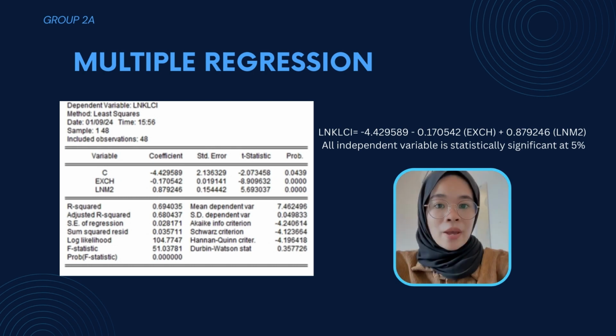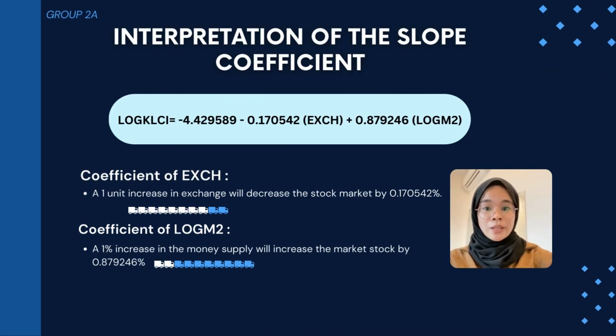So, we get our estimated model: log Kuala Lumpur Composite Index equals negative 4.429589 minus 0.170542 exchange rates plus 0.879246 log money supply. All independent variables are statistically significant at 5%. This derives our estimated model. Let's dive deeper into how we interpret the slope coefficients in this model.